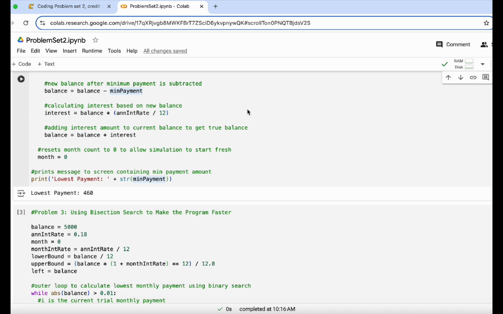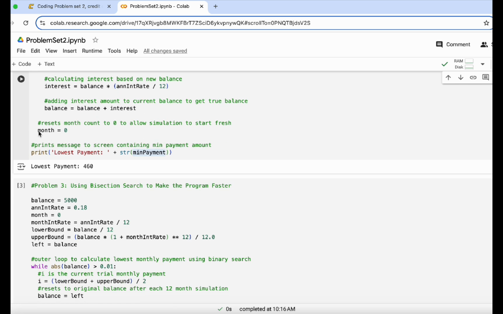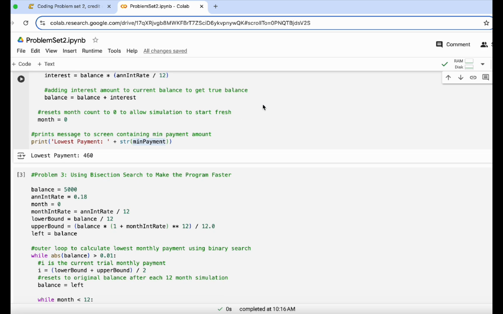This line right here calculates the new balance after a minimum payment is subtracted. The next line is going to calculate interest based on the new balance, or the current balance that we have while the program is running. And then it will add it back down here to get our true balance. And this month resetter is resetting the month count to 0, and this allows the simulation to start fresh.